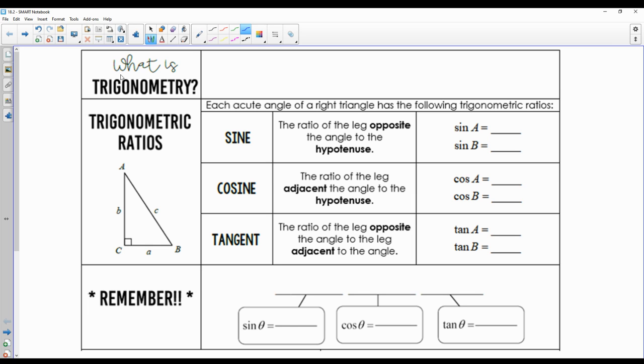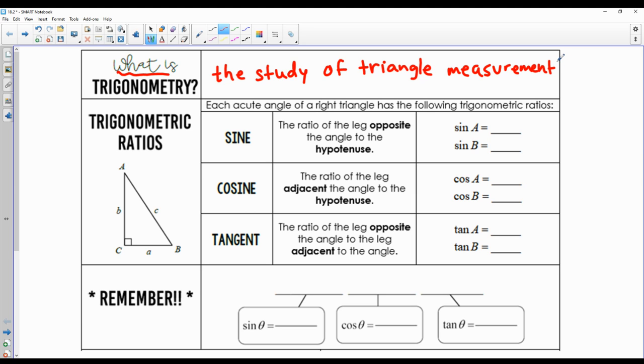Now, let's start off before we tell you why we need trigonometry. Let's just define what is trigonometry. Trigonometry is just as easy as this. It's just the study of triangle measurement. Now, in triangles, you can measure sides, so it will help you with finding side lengths. You can measure angles. It can also help you find angle measures. But it's just helping you find missing bits of information in a right triangle.